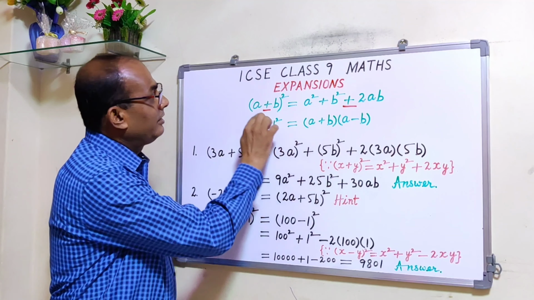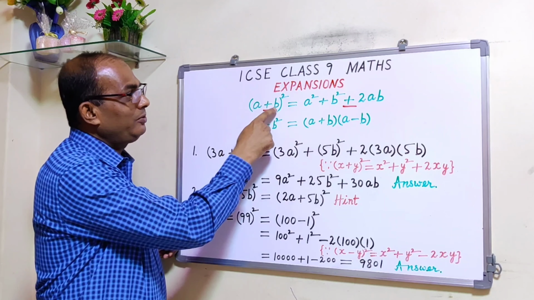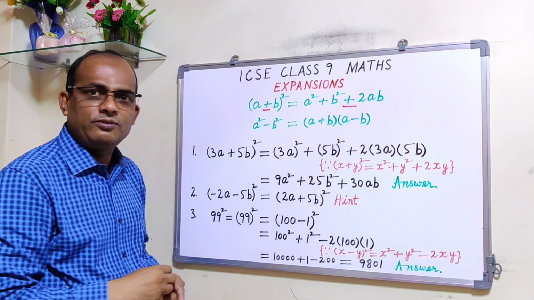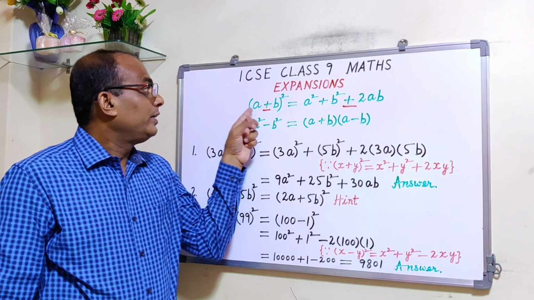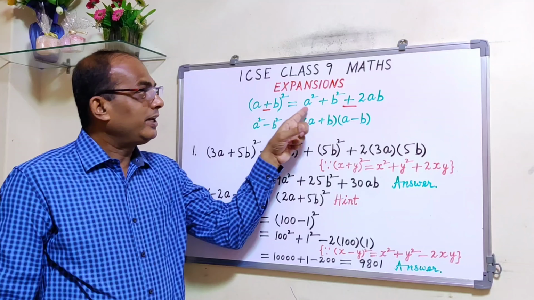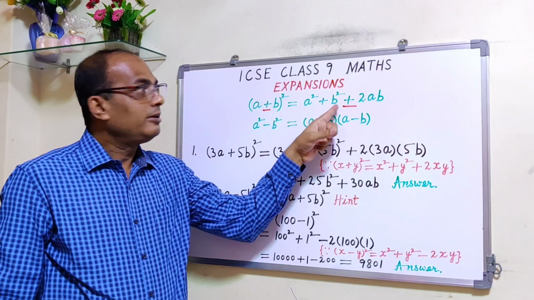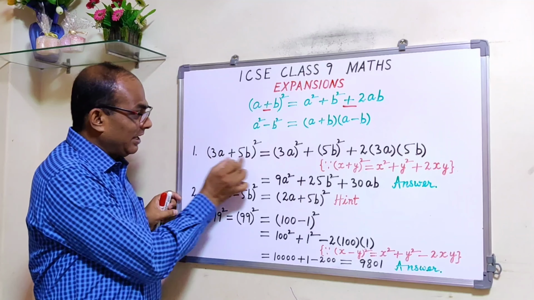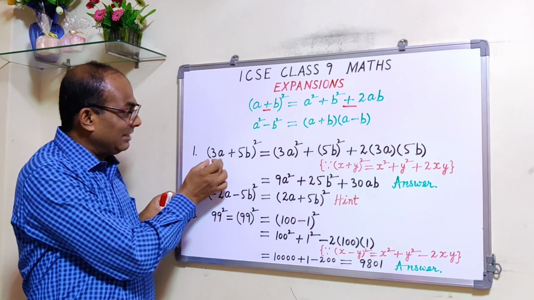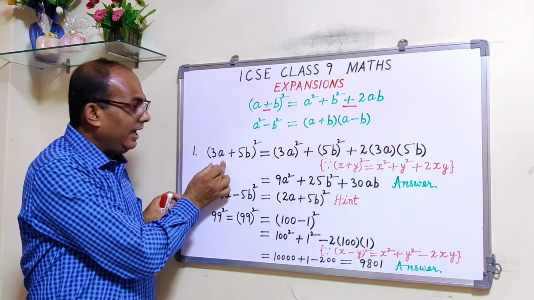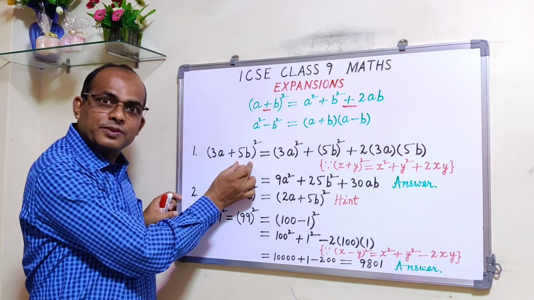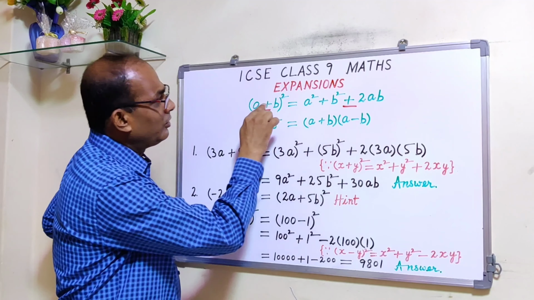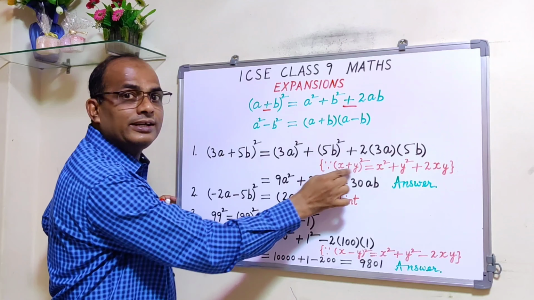So you can call this p plus q whole square, you can call this m plus n whole square, you can call this x plus y whole square. Generally we call x plus y whole square also. So x plus y whole square is equal to x square plus y square plus 2xy. If I call it x plus y, then you will better understand that in place of x we have here 3a and in place of y we have here 5b. So we are going to use the same formula, only in place of a and b, I am writing x and y.